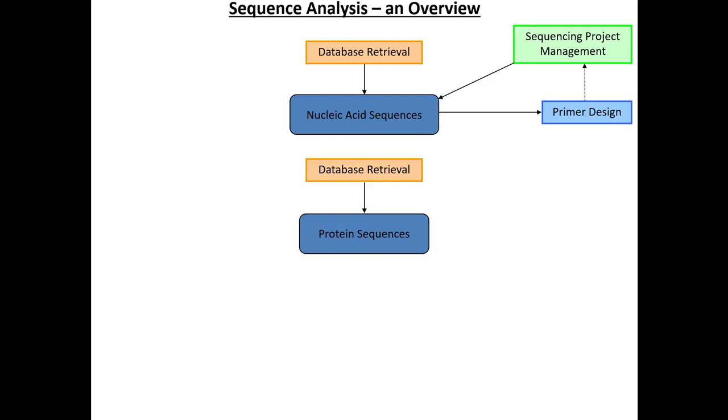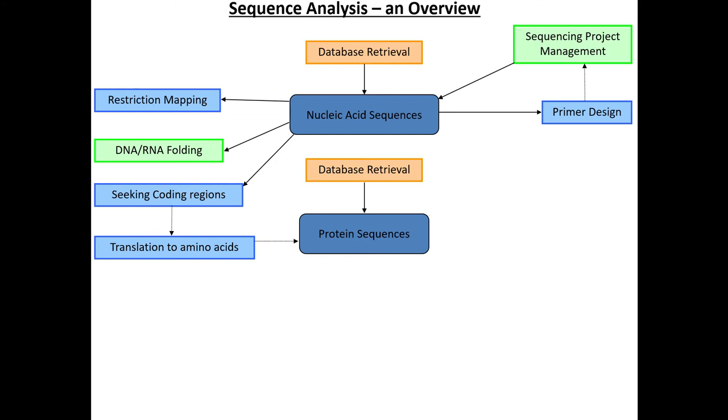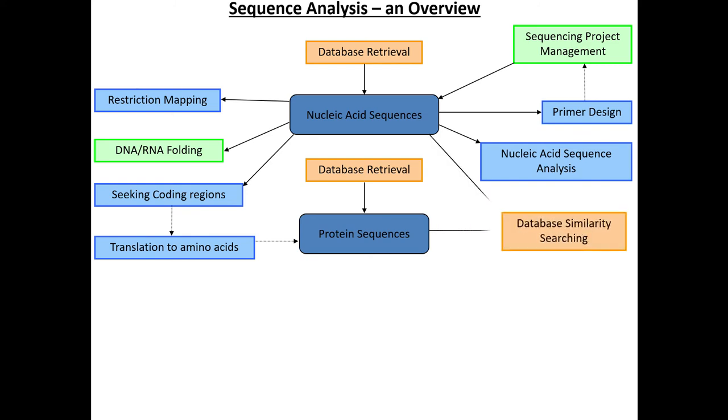If you have nucleic acid, what will you do? Sequencing project management, and then you will design your primer. Then restriction mapping, where you cut your genomic sequence for proper understanding. Then DNA and RNA folding, and seeing the coding region. Translate to amino acid and then protein. So I have already covered so many things in our previous lectures. So nucleic acid analysis is also very important.